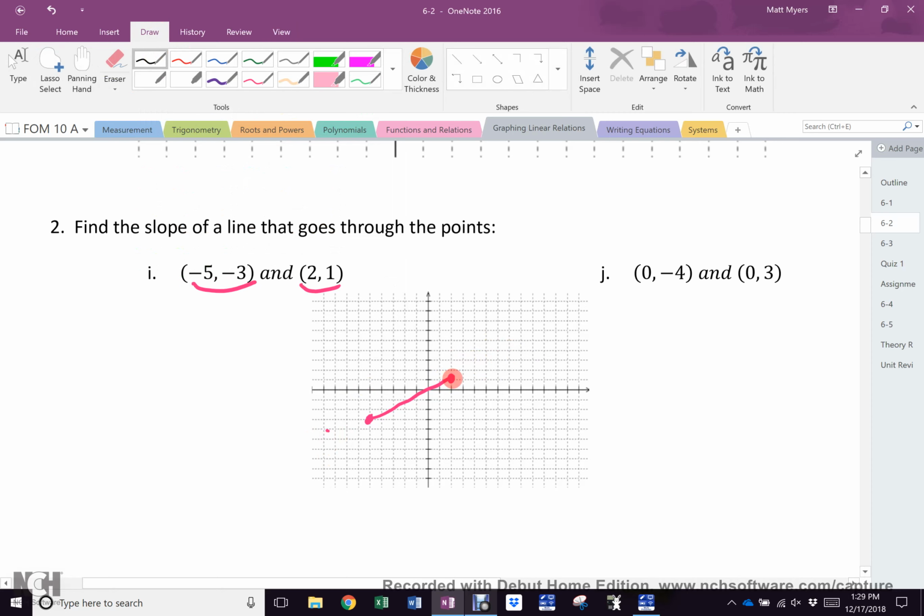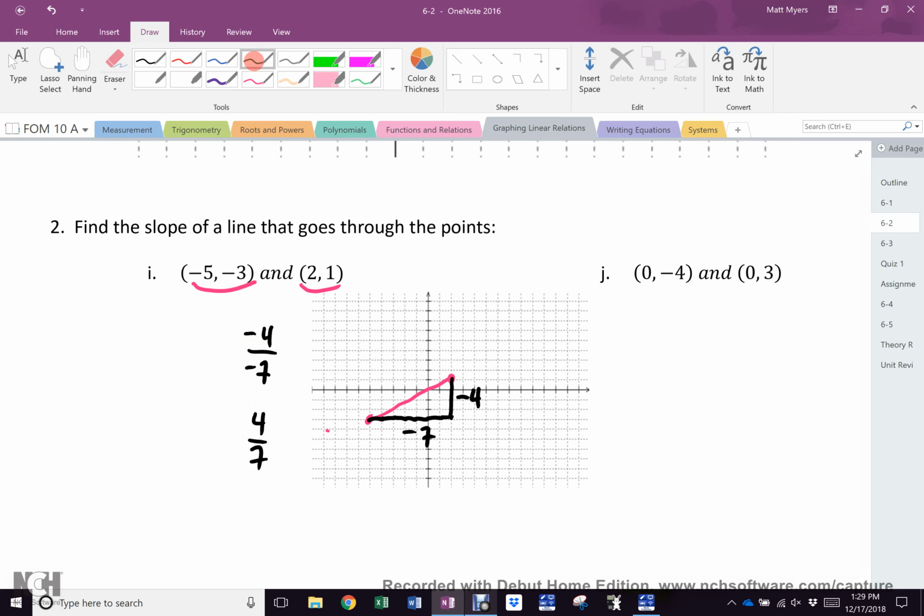On the hallway side of the room, rise over run. Where am I going to go for my rise? Down. 1, 2, 3, 4. What is my run? 1, 2, 3, 4, 5, 6, 7. Down is negative 4. Left is negative 7. What is the slope? Negative 4 over negative 7. 2 negatives make a positive.